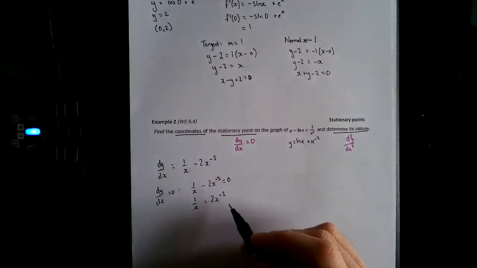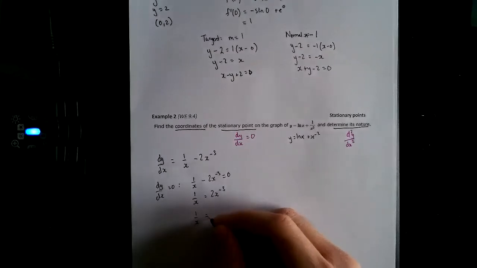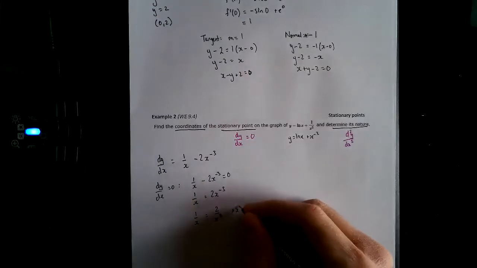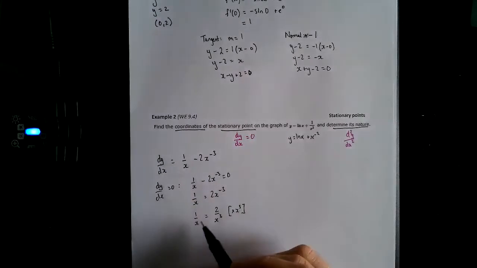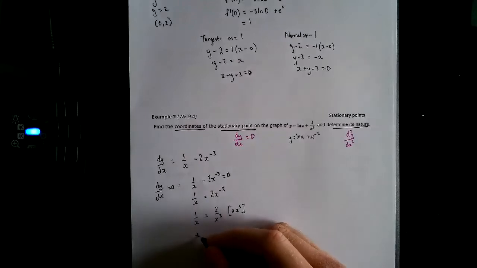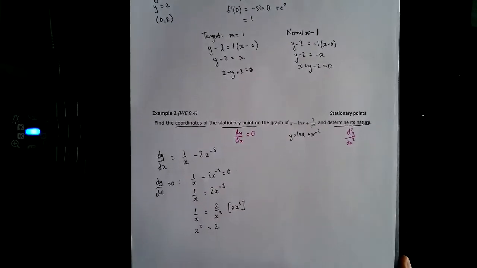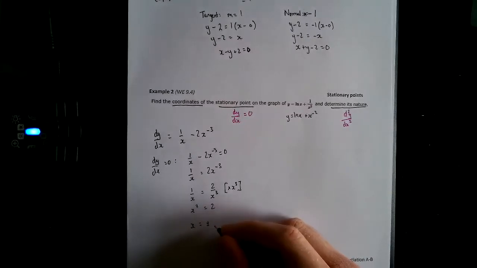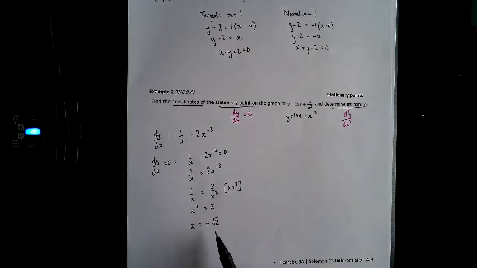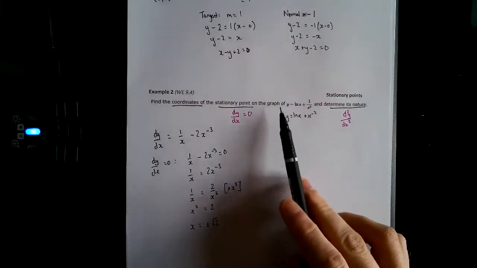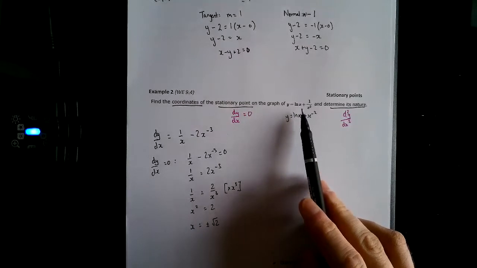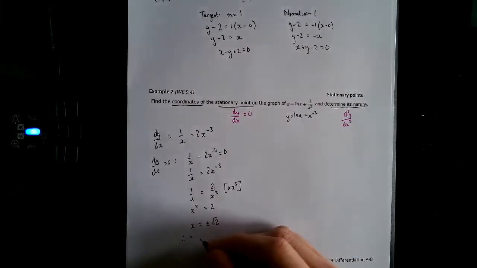I'm going to rewrite what that means. So 1 over x equals 2 over x cubed. I'm going to times both sides by x cubed. So x cubed over x gives me x squared equals 2. So I get that x equals plus or minus root 2. However, if we look back at what y is, x has to be positive. I can't put a negative inside the log. So therefore, x is root 2.